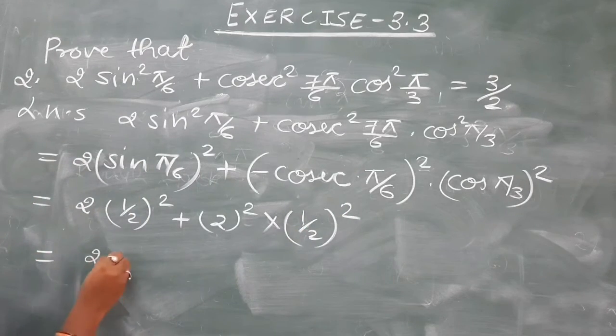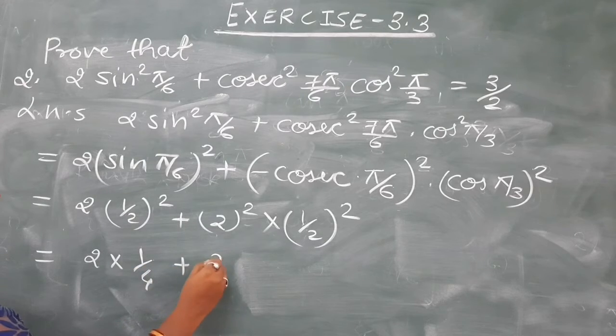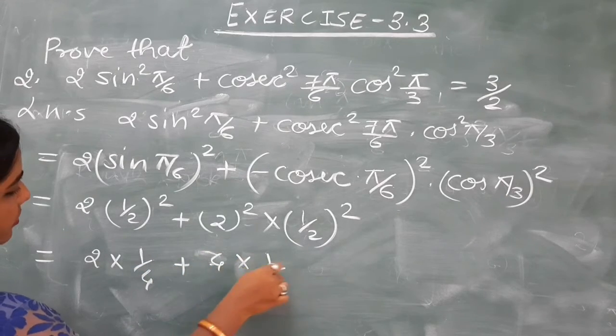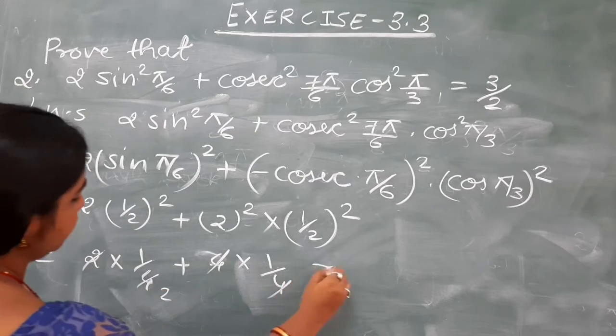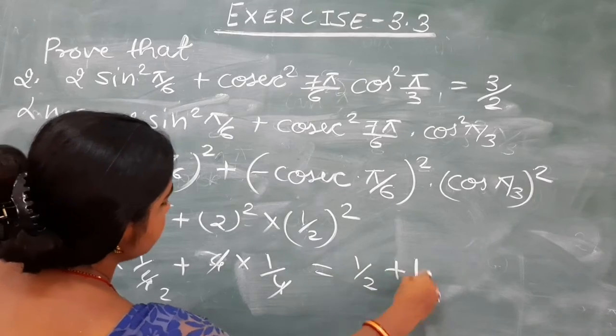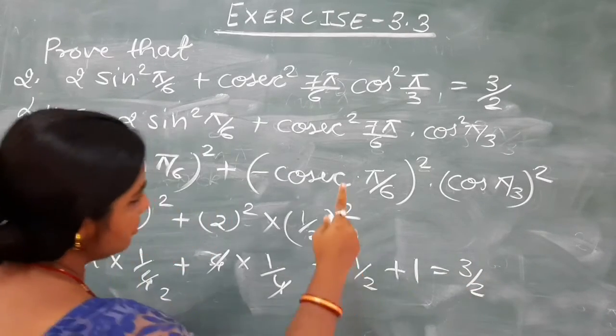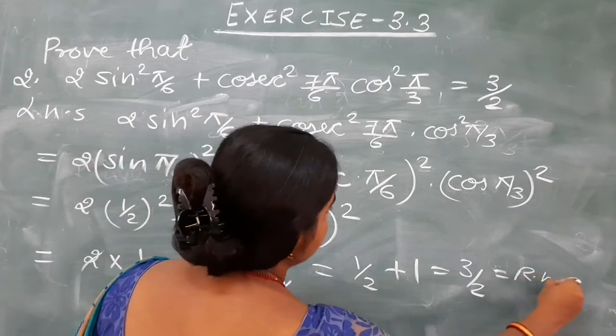So finally here we have 1 by 4 plus 4 into 1 by 4. So here we are getting 1 by 2 plus 1. So it is 3 by 2. 3 by 2, that is right hand side too.